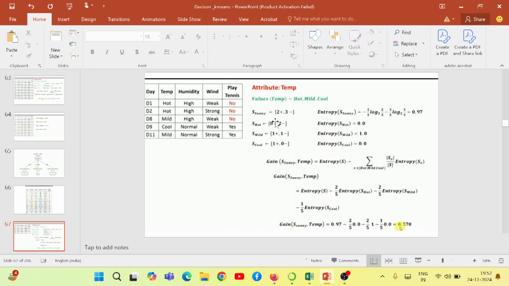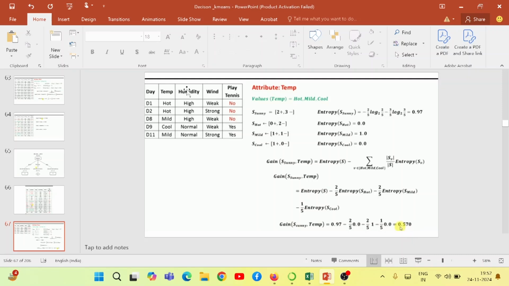Simply, if any one of these is 0, the entropy will become 0. In case of mild, 1 time the match has happened, 1 time the match has not happened. So that value we have substituted over here. We can check that the entropy of mild is 1. Similarly with cool, if the temperature is cool, there was a chance where we can play the match. So 1 and 0, entropy will be 0. If you solve it, the gain will be 0.570.